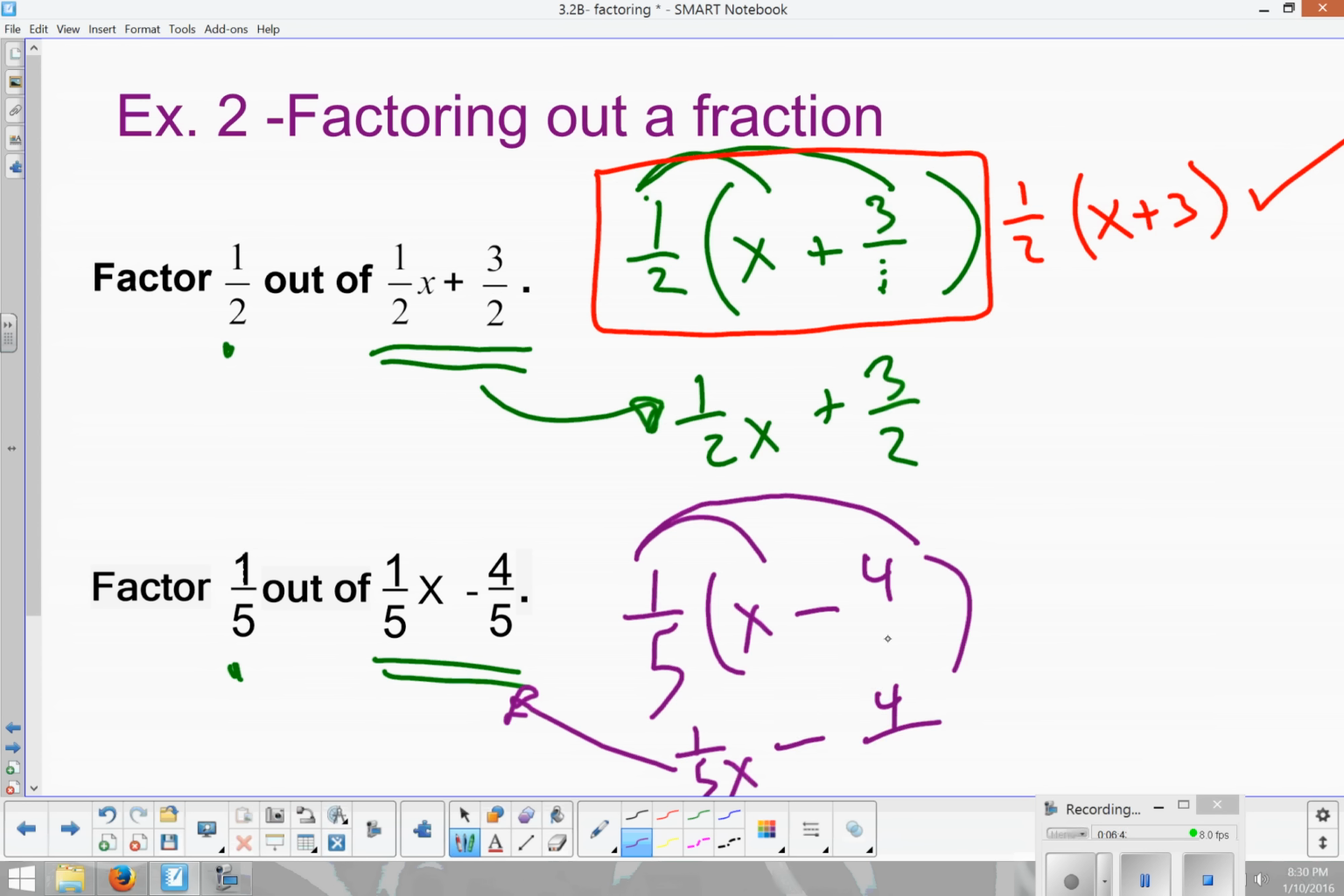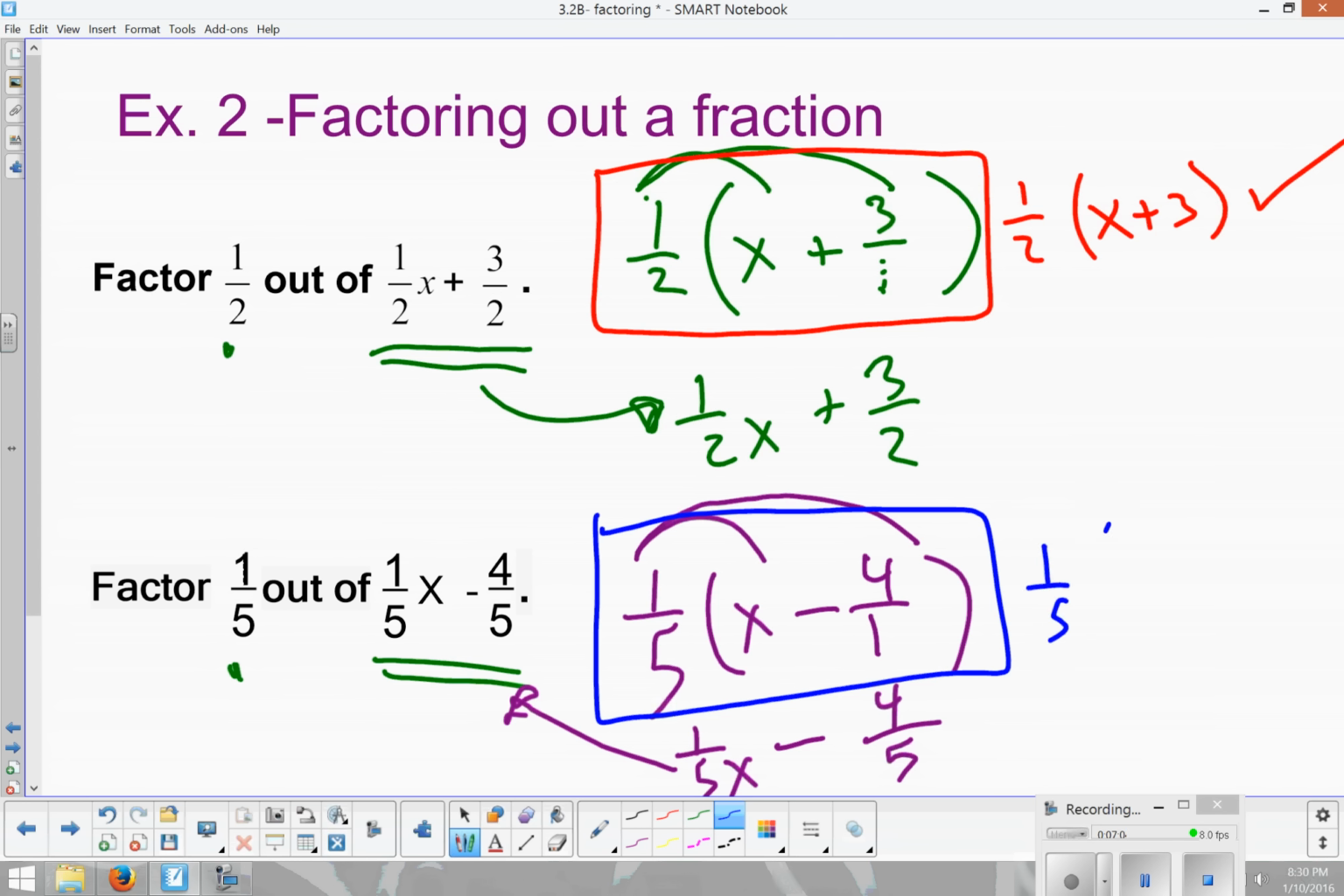5 times what gives us 5? Because we're trying to get to 5 here. 5 times 1. So now we have here 5 times 1 is 5. So this looks like that. And once you get to that, that means you have your correct factored answer. Now again, the book won't have the answer written as 4/1, so I'm going to rewrite this as 1/5 parentheses x minus, instead of 4/1, what's this 4/1 really mean? Just 4. So that's the same thing. So this will be your answer for the factored fraction.